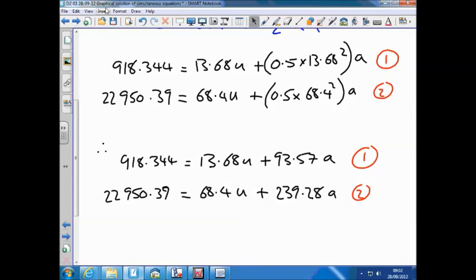One more thing to do before we can plot them. What's that? Yeah, we've got to assign X and Y to U and A, because Autograph doesn't recognize U and A as variables. So let's let U equal X and A equal Y. It doesn't matter which we call which, but let's do it that way around. And now we can plot those onto Autograph.